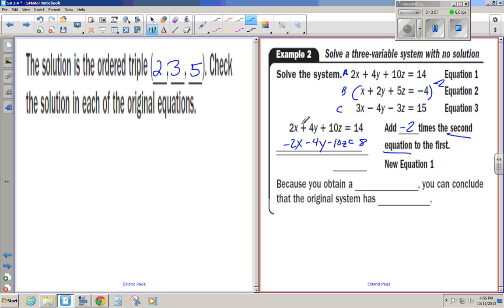So just like regular elimination, you now add or combine these equations together. Negative 2 with a negative 2 becomes 0. 4 with a negative 4 becomes 0. 10 with a negative 10 becomes 0. So your new equation is 0 equals 22. Because you obtain a false equation, you can conclude that the original system has no solution.